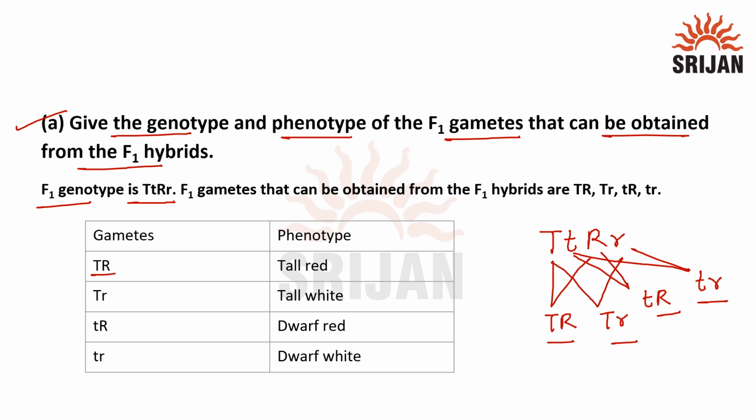So for capital T capital R, tall and red is the phenotype. For capital T small r, phenotype is tall white. For small t capital R, phenotype is dwarf red. And for small t small r, phenotype is dwarf white.